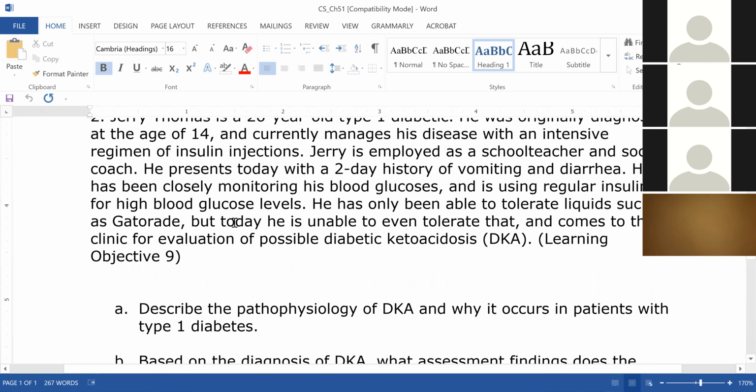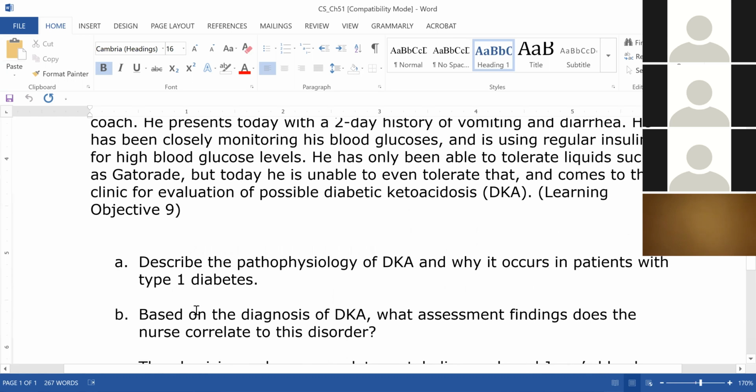So describe the pathophysiology of DKA and why it occurs in patients with type 1. And we've already kind of talked about that. Based on the diagnosis of DKA, what assessment findings does the nurse correlate to this disorder? So hyperglycemia, the nausea, the vomiting. And although the serum levels of glucose are elevated, the cells are actually starving because the glucose cannot be used secondary to a lack of insulin. So that's his whole issue there.